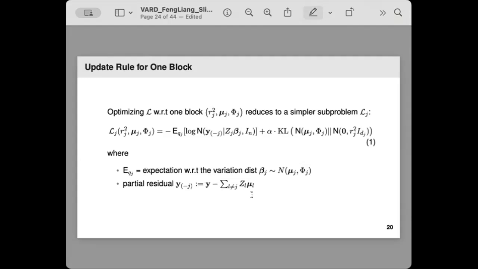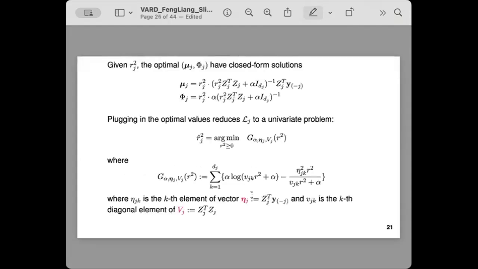Now, the most important computational result is that given Rj square, both mu and phi have closed form solution. I know I have so many mathematical expressions on this slide, but no need to go through them line by line. I will just focus on explaining the key ideas. Once we plug in the expressions of mu and phi into this objective function, it reduces to a univariate problem with respect to r squared, and the objective function is denoted by g.